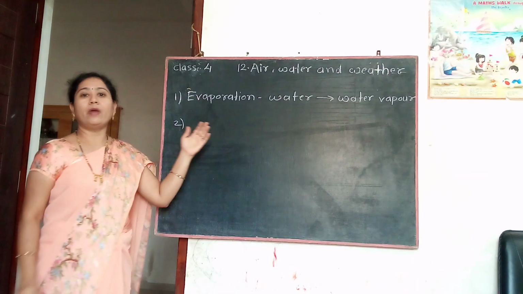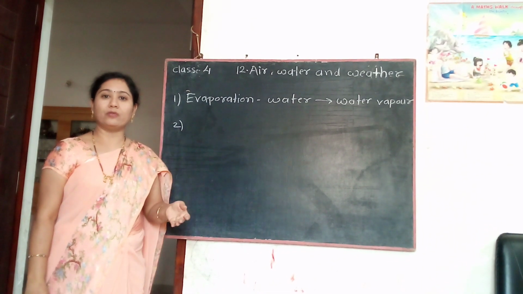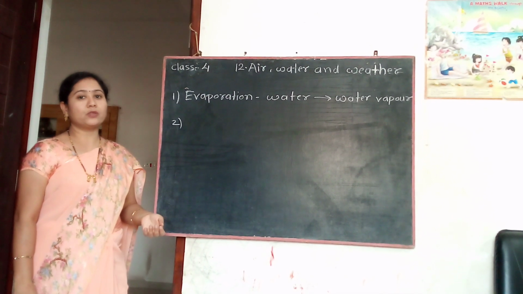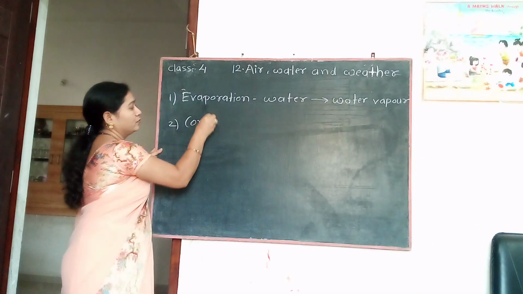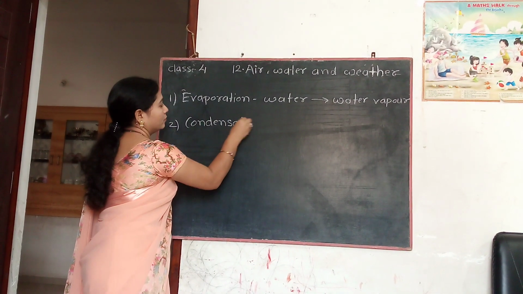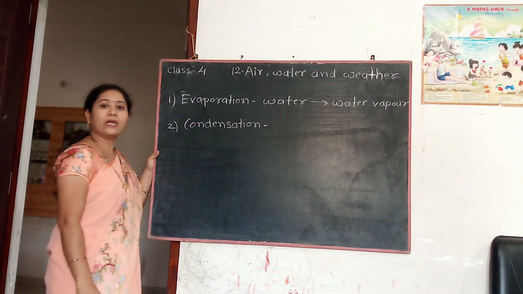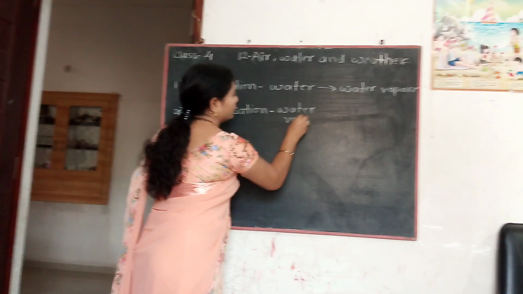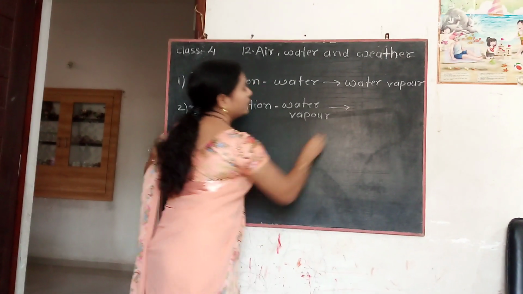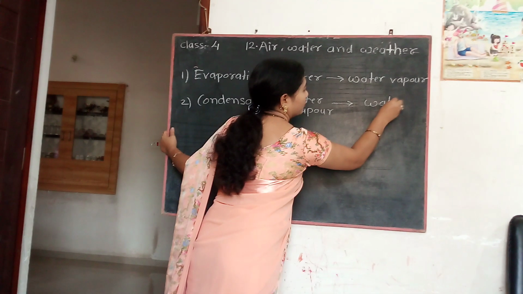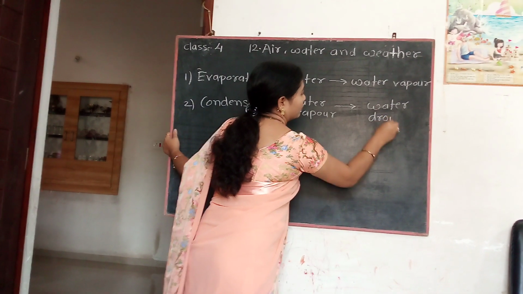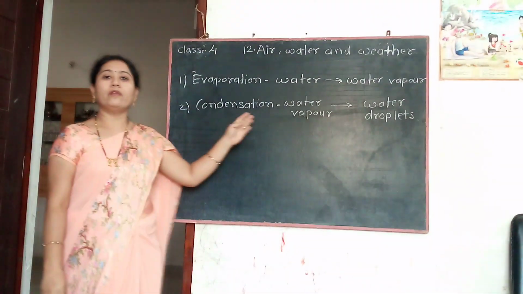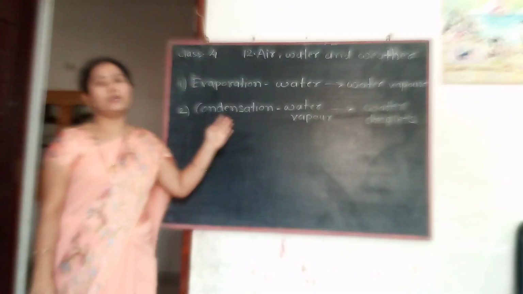Then this water vapor goes higher and cools down. After cooling, water vapor is converted to water droplets. This process is called condensation. Thus, condensation can be defined as the process in which water vapor changes to water droplets.